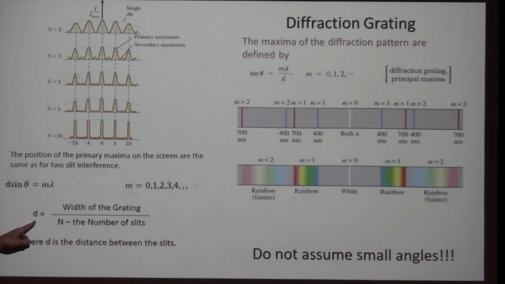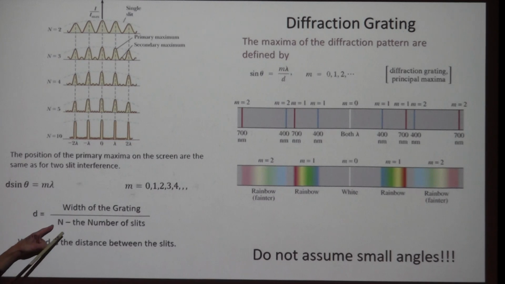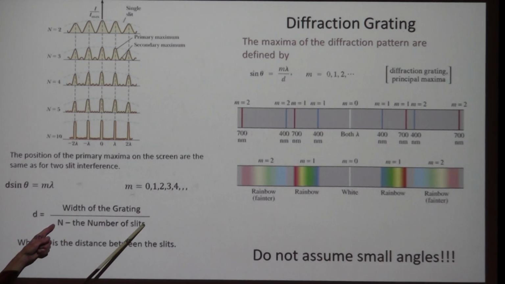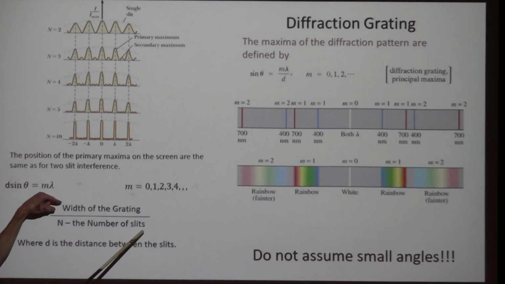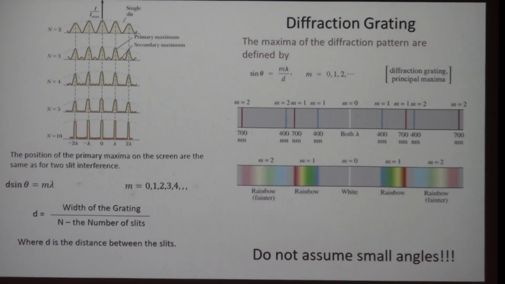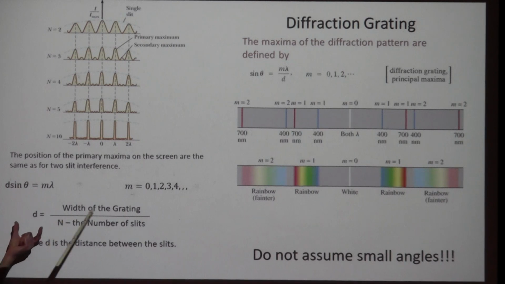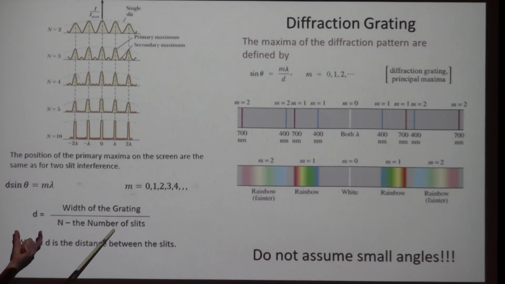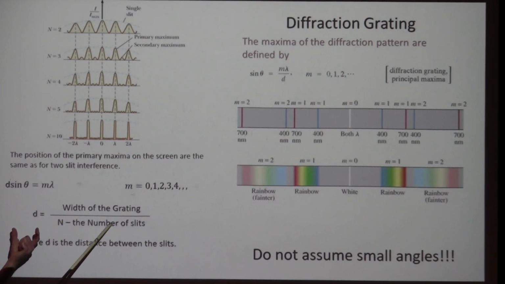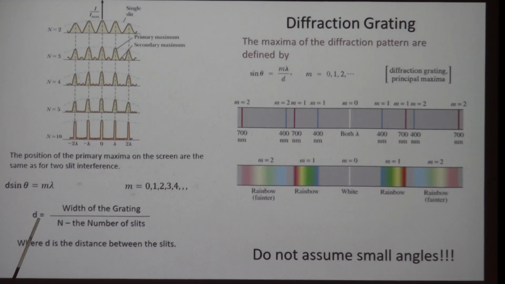And they typically will give you the number of slits that the diffraction grating has and the width of the grating. So to get the distance between the slits, you just take the width of the grating divided by how many slits you've got, maybe 100,000. And that would give you a tiny distance between them. For a diffraction grating, this d is usually something very, very small.